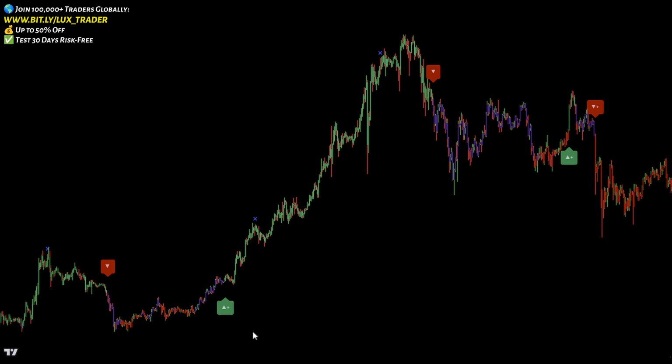Strong signals are marked with a plus sign and align with the current estimated trend, providing higher confidence in the trade. On the other hand, normal signals can occur during retracements, giving you more opportunities to act.